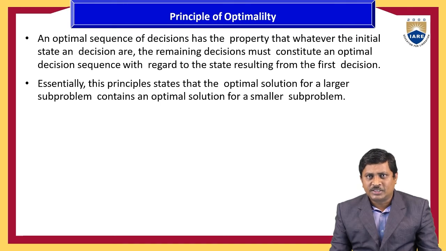Essentially, this principle states that an optimal solution for a large subproblem contains an optimal solution for smaller subproblems. Once again, the optimal sequence of decisions has the property that whatever the initial state is, the remaining decisions must constitute an optimal decision sequence with regard to the state resulting from the first decision.